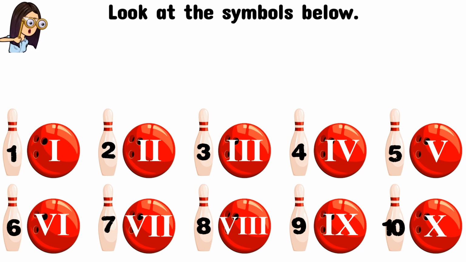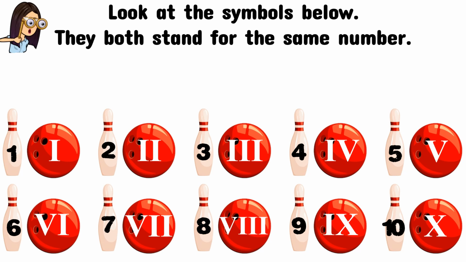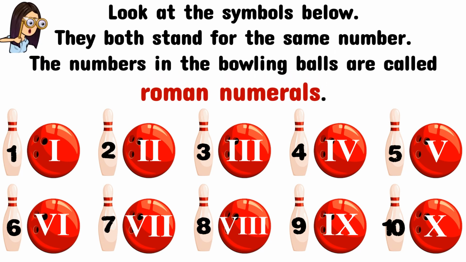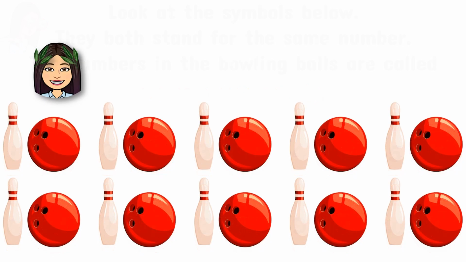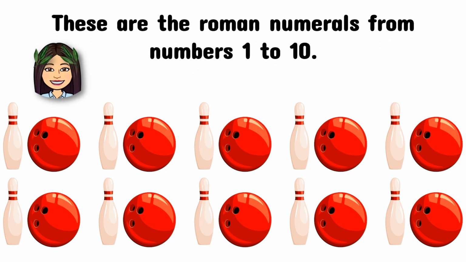Look at the symbols below. They both stand for the same number. The numbers in the bowling balls are called Roman numerals. This part is for the kindergarten pupils. These are the Roman numerals from numbers 1 to 10.